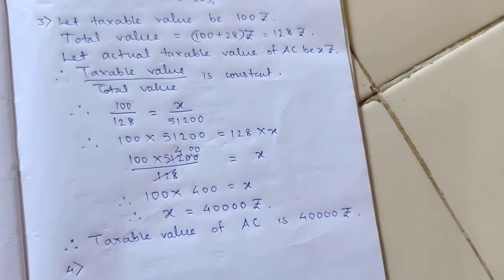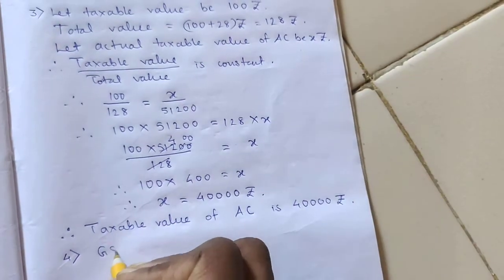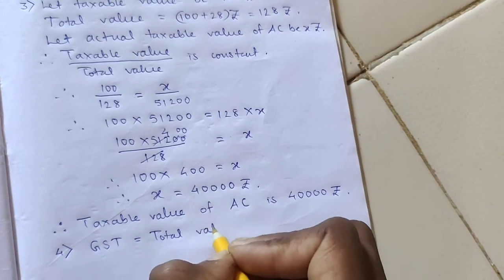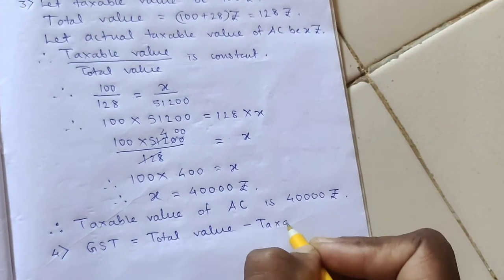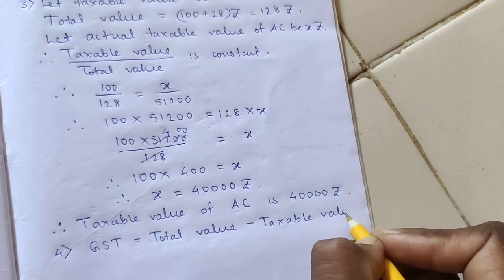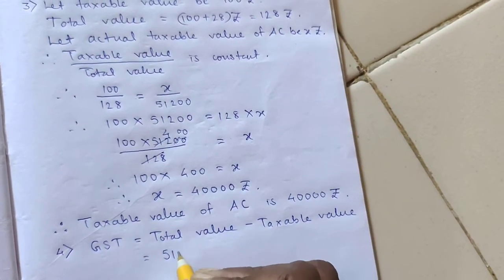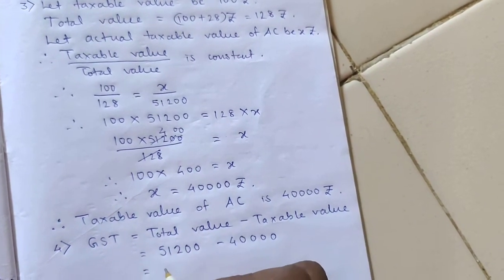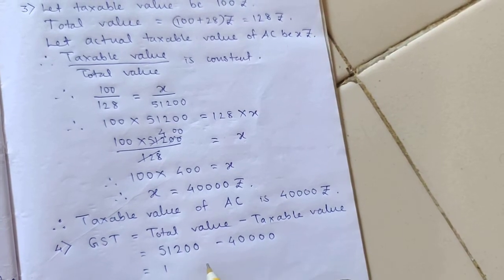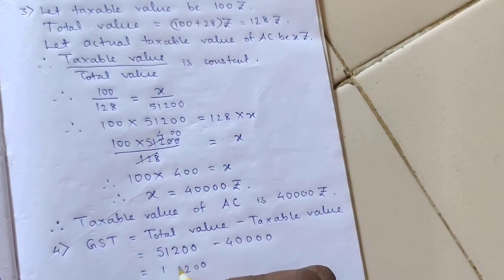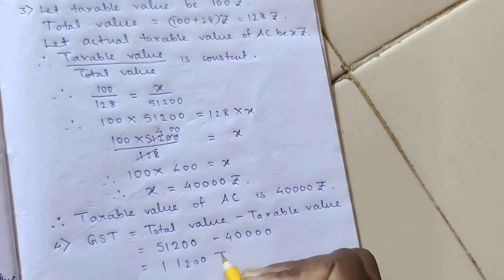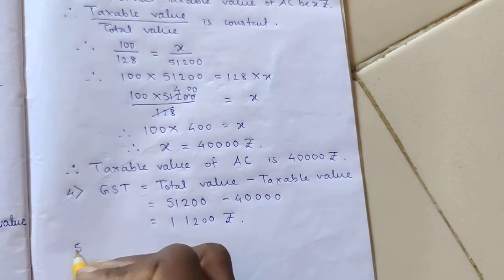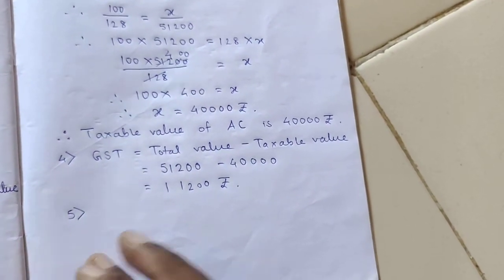Now we will find out the fourth part, that is GST. Now again we will do it the same way. GST is equal to total value minus taxable value. Okay, now what is the total value? 51,200, taxable value 40,000, and if you do the subtraction you will get 11,200. This is what? GST.